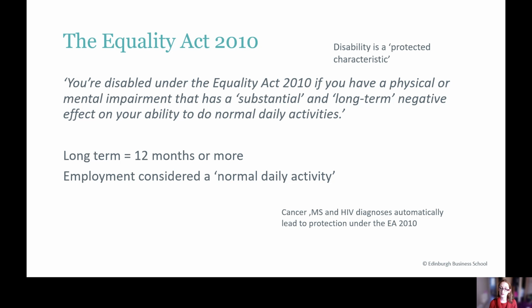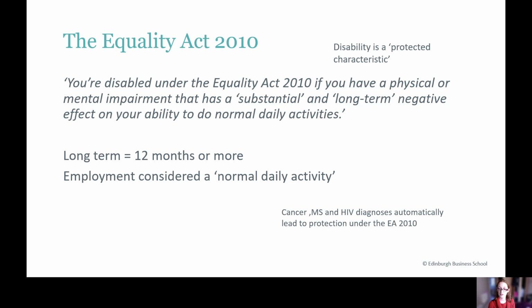So under the Equality Act, there is a very tight definition of disability. So you are disabled under the Equality Act if you have a physical or mental impairment that has a substantial and long-term negative effect on your ability to do normal daily activities. And employment is a normal daily activity. Under the Equality Act, disability is a protected characteristic. So that means you cannot be discriminated against, or you cannot discriminate against an individual directly or indirectly because they are disabled.